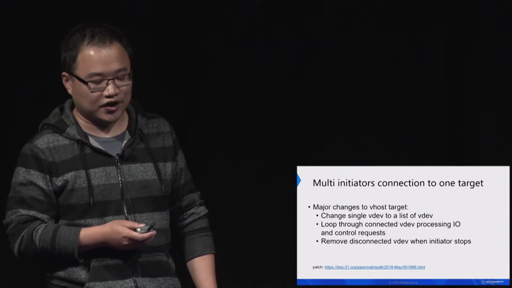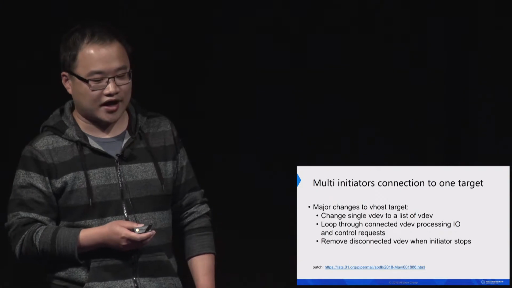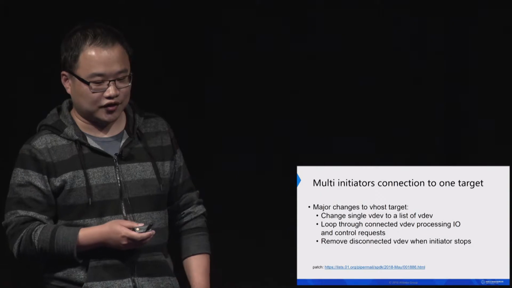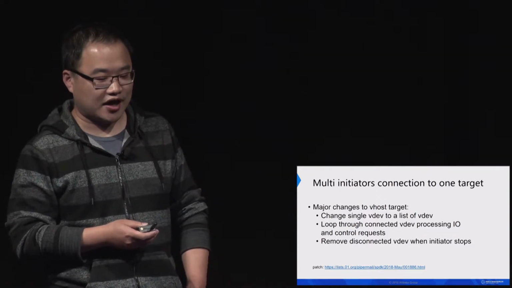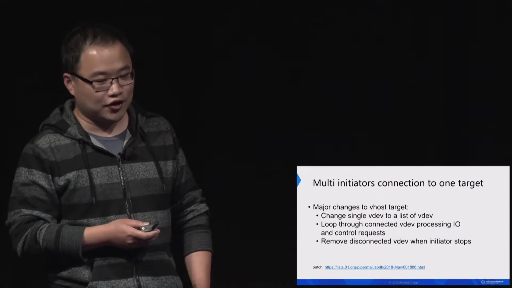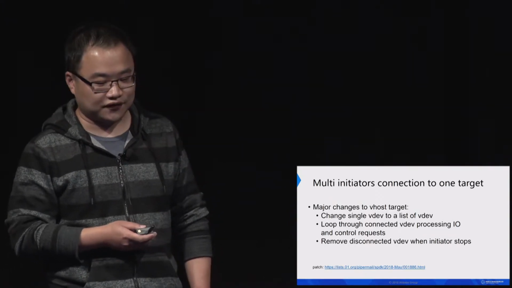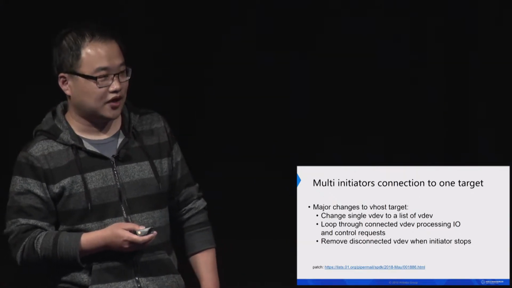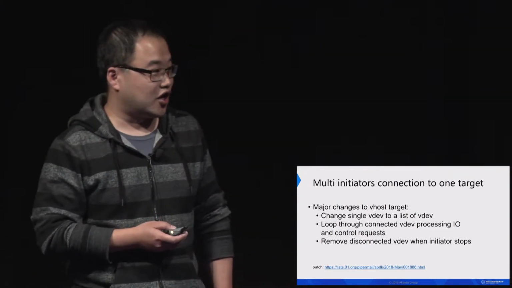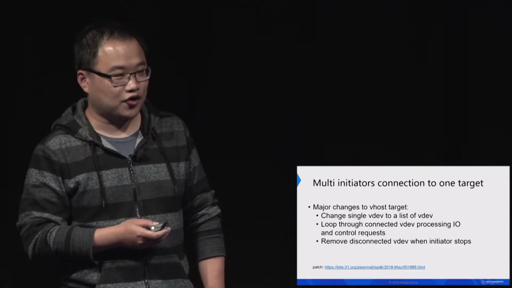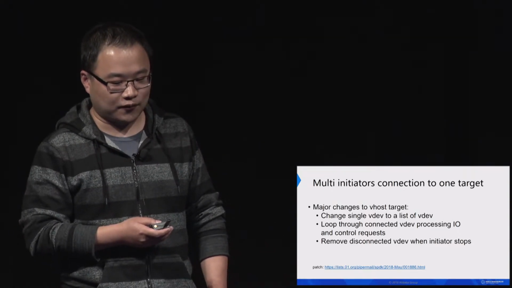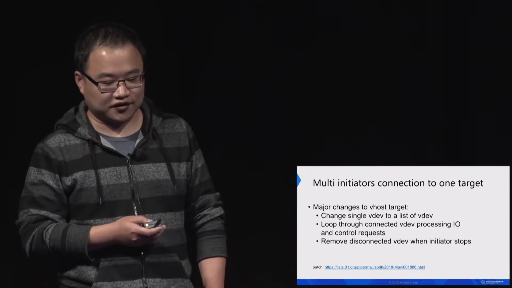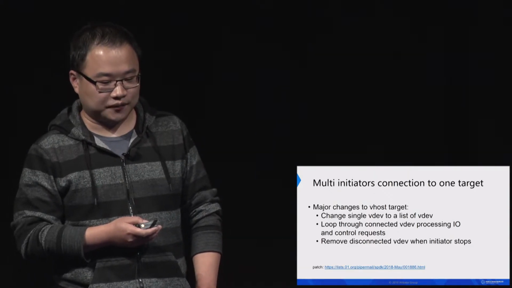And then the vhost side workers, the IO worker and the admin worker, when they poll the admin IO and the request IO, will loop through the connected vdev devices and handle them. When any virtio device is removed from the vhost target, we will monitor that event and remove that disconnected device from the vhost side.